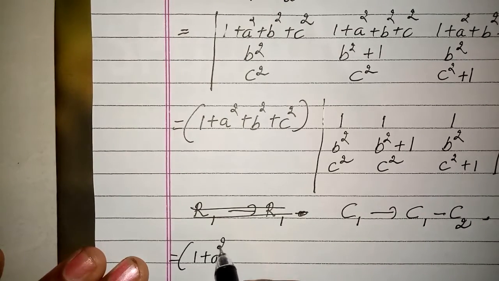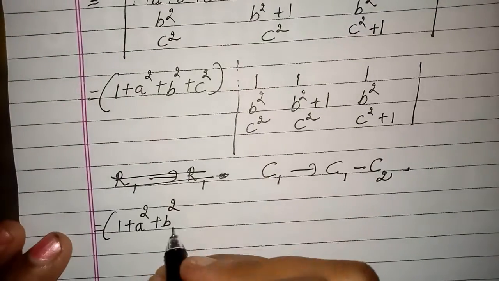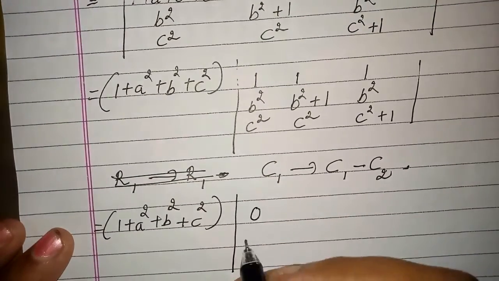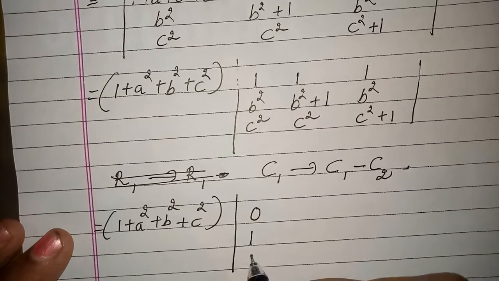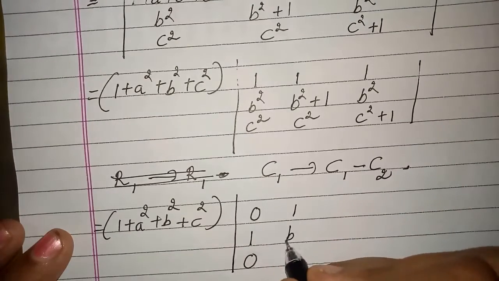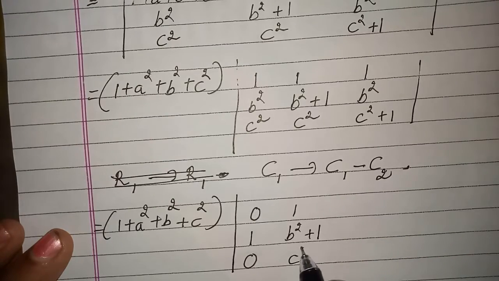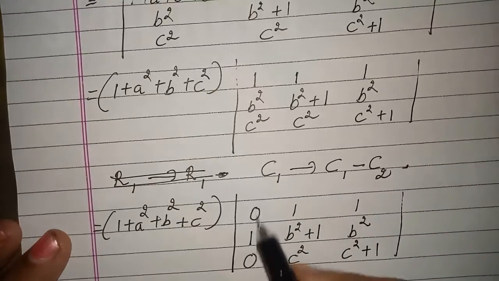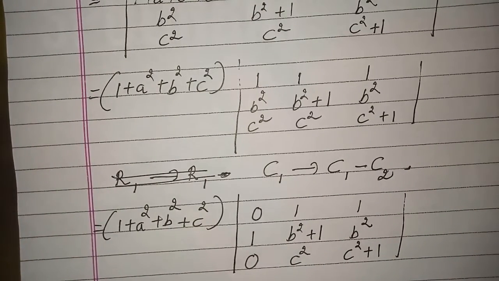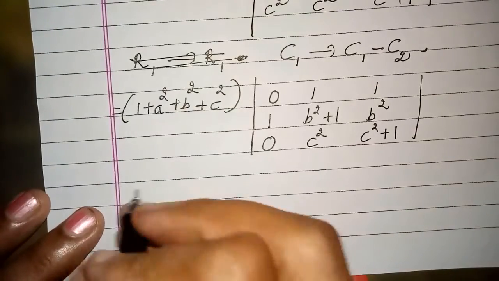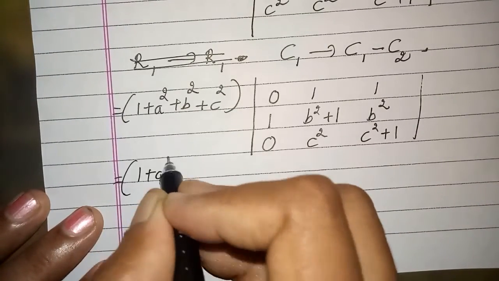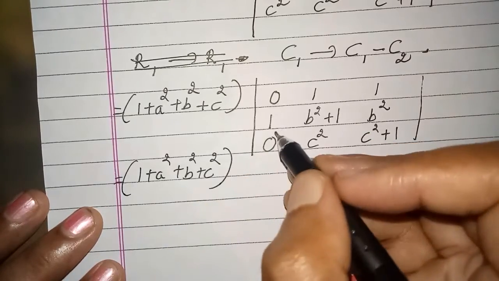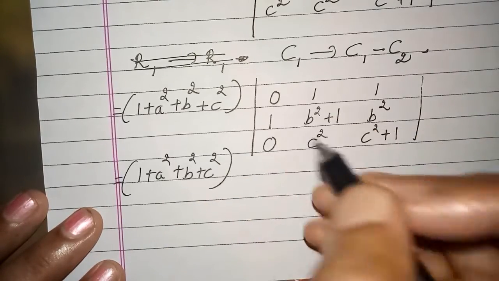So 1 plus A square plus B square plus C square times this: 1 minus 1 is 0, 1 0, 1 B square plus 1 C square, 1 B square C square plus 1. I just wanted 2 zeros. So I think now we are through. Now no need to do better simplification. So now expansion of the determinant along any one row or column. Now this time, because there are 2 zeros, we can expand along the first column.